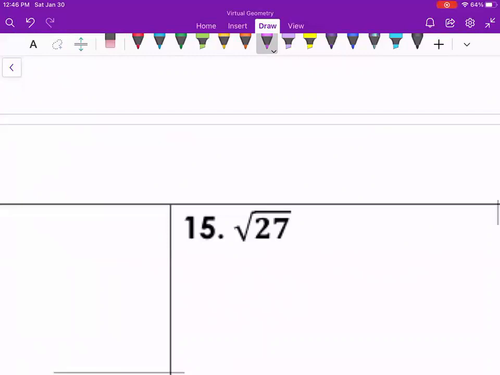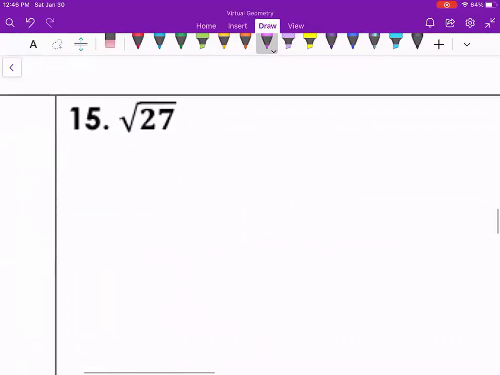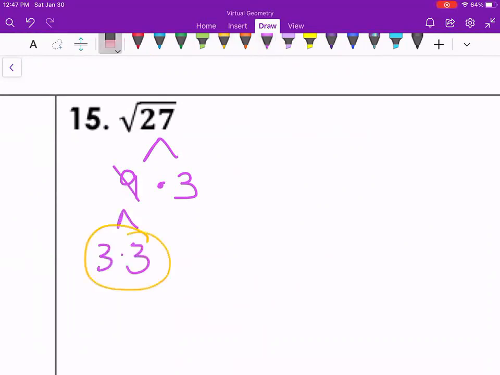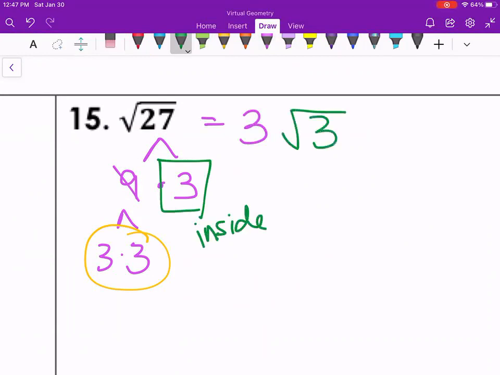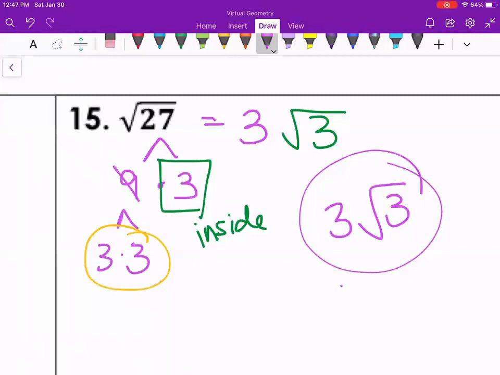All right, let's keep going. Try another one. 27. I can do 9 times 3. And again, my 9 can go farther to 3 times 3. There's my pair. I have a 3 left over for the inside. There's nothing here that I need to multiply back together this time, so 3 square root 3 is the final.